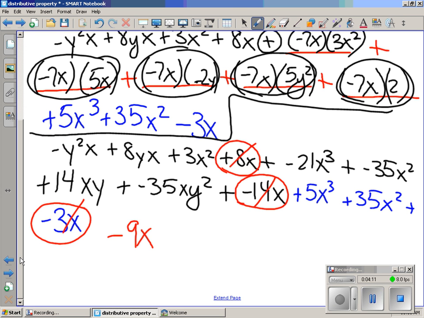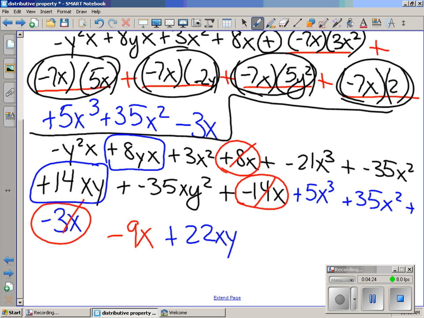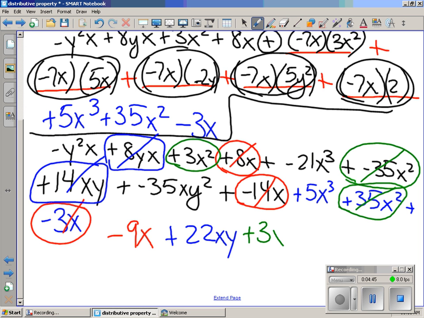Now let's deal with this piece, 8yx, and we have a 14xy, and we get a total of 22xy, or 22yx, same thing. I don't think there are any more of those. Let's look at the x squareds. We have a 35x squared. We have a negative 35x squared, so those cancel. And do we have any other x squareds? Yeah, we have a 3x squared. So we have 3x squared total for the x squared terms.